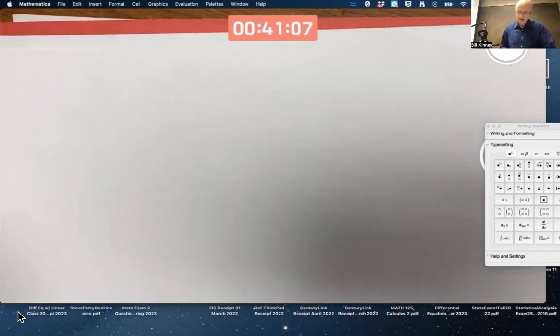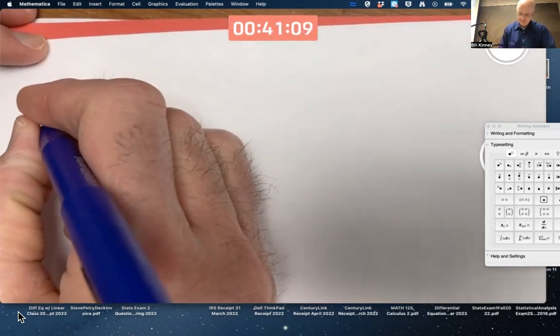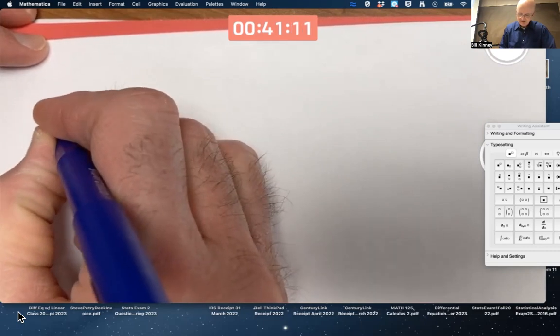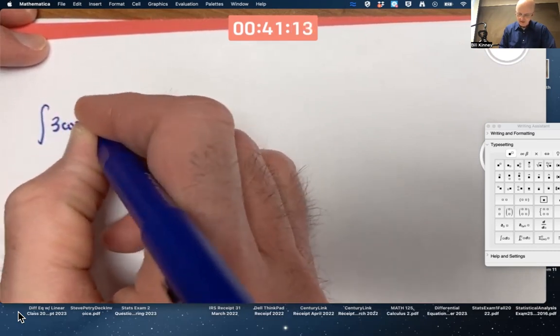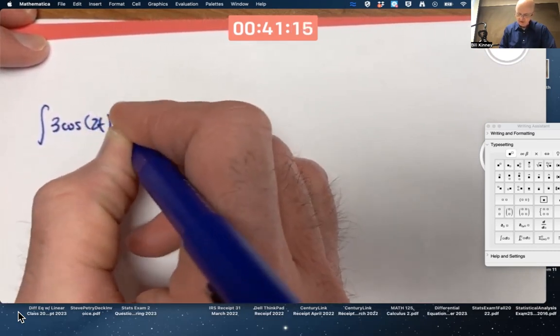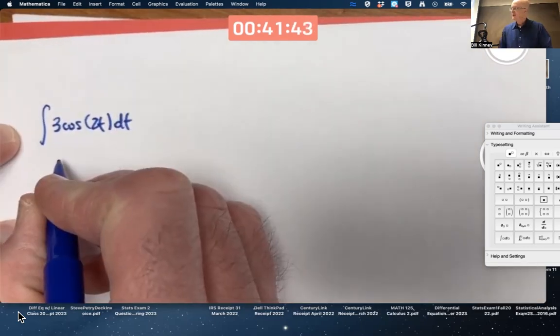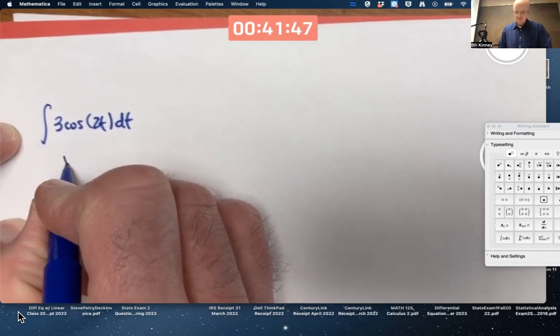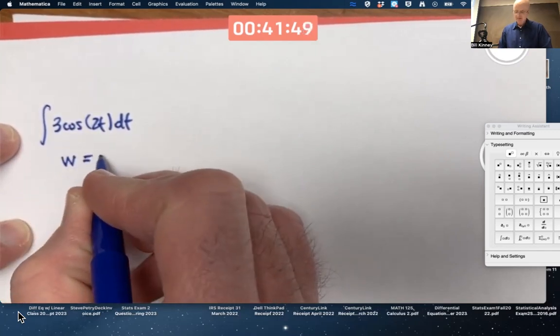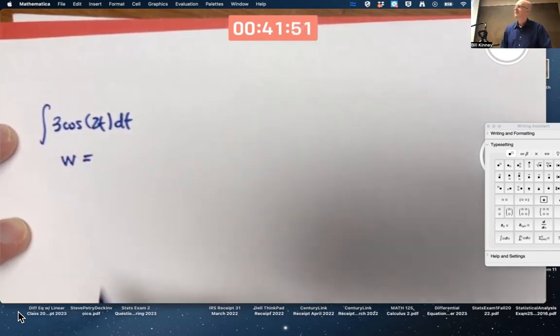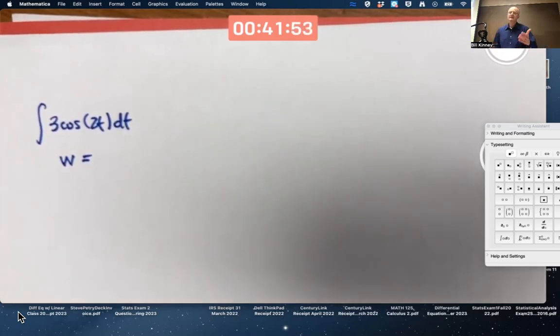Let's start our substitution examples by considering the integral of 3 cos 2t. Many books call the substitution variable u, but our book calls it w. Then you get the benefit of computing dw.